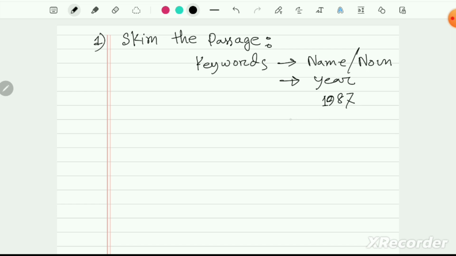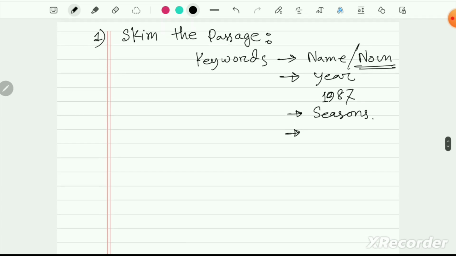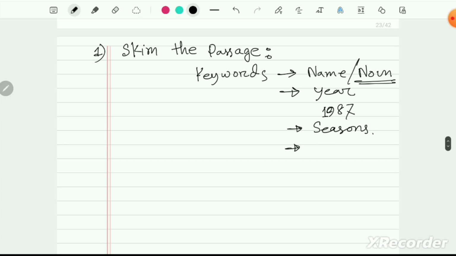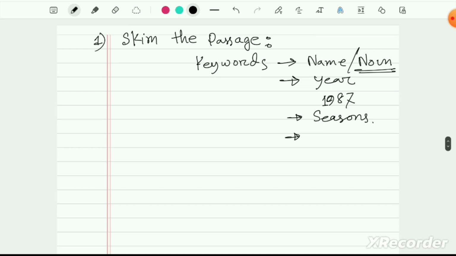Other than this, a scientist's name and particular timing, it could be a month or a mention of particular seasons. Okay, we can write like this, seasons. Country names are all included in nouns, but I am just sectioning them separately so that you can understand. When we solve the problem, we'll address further the definition of keywords. So let's skim the passage first.